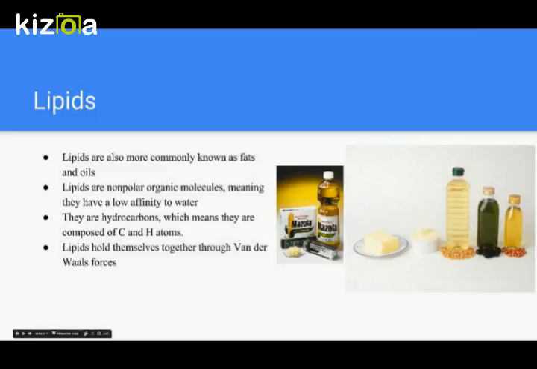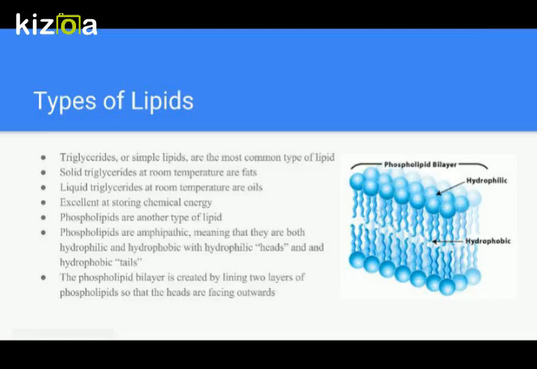They are held together through van der Waals interaction forces. As a result, huge macromolecular aggregations can be formed where the lipid molecules are still distinct from one another, but strongly held together. Lipid types. The most common unit of lipids is known as triglycerides, or simple lipids. Triglycerides that are solid at room temperature are known as fats. Those that are liquid at room temperature are known as oils. Triglycerides, like fats and oils, are also excellent when used to store chemical energy.